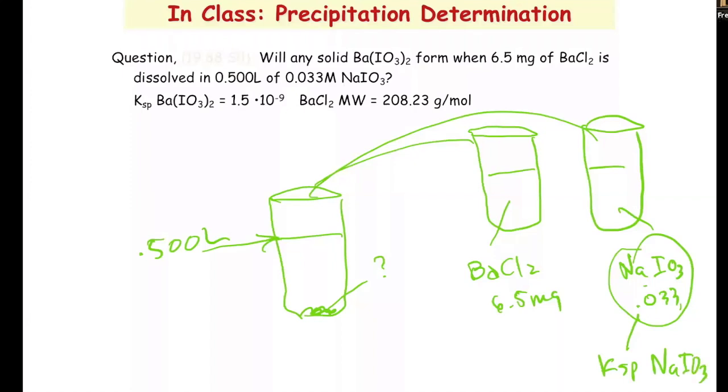And here I've got barium chloride. I've got 6.5 milligrams of that, and I need to figure out how much of that is actually barium based on the KSP of barium chloride. That's where the solubility rules come in. I tell you that anything with a group 1 is 100% soluble.